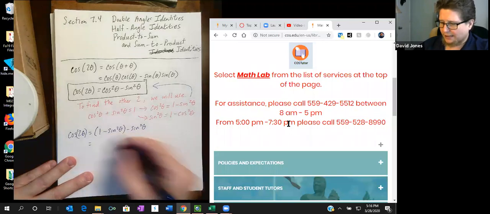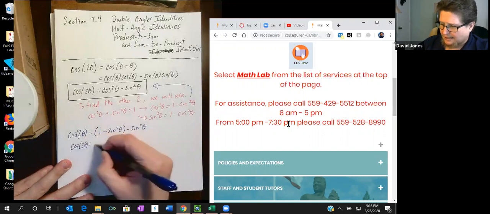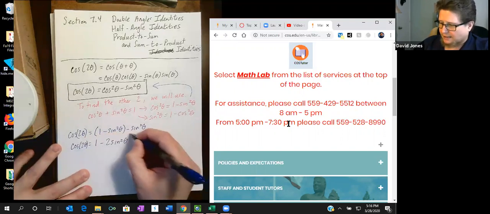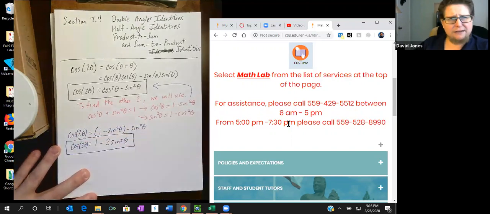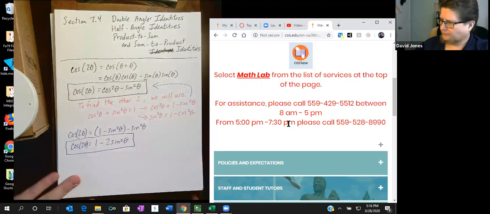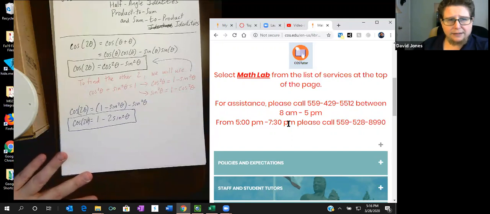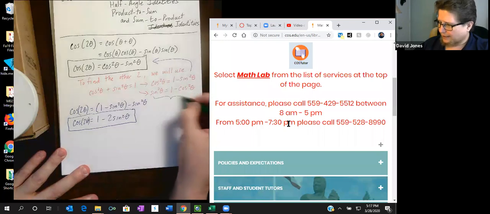And we can gather like terms. We get cosine of 2 theta equals 1 minus 2 sine squared theta. This one's handy when you only have sine theta. You don't need to find cosine theta to work with it. It's good stuff. Let's take a look at the other version. I'll use that one now.